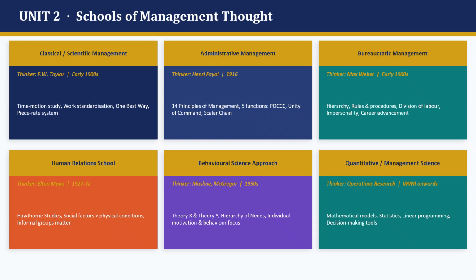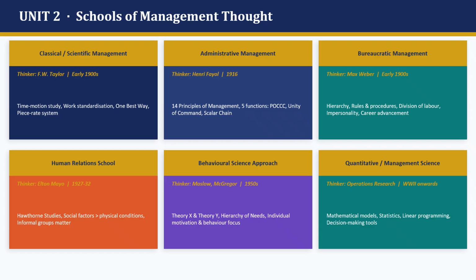Moving on to Unit 2, we study the schools of management thought, which explain how management theories evolved over time. The classical or scientific management approach, led by F.W. Taylor, focused on efficiency, standardization, and finding the one best way to perform tasks. The administrative management approach by Henri Fayol focused on principles and functions of management. The bureaucratic approach by Max Weber emphasized hierarchy, rules, procedures, division of labor, and impersonality.